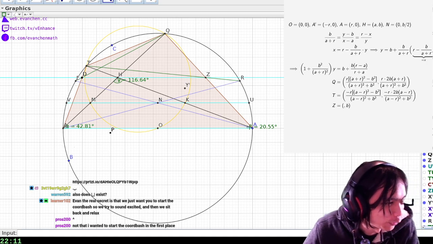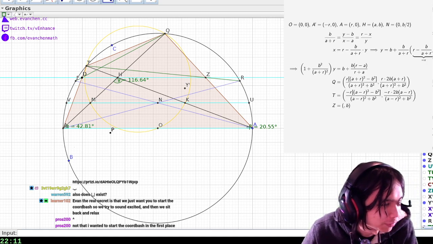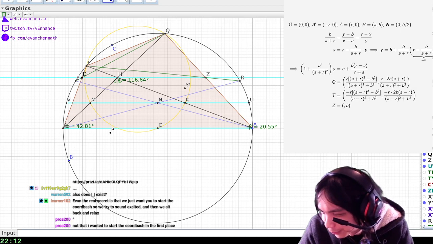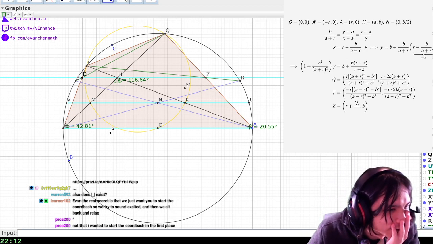We want you to start the coordinate bash, so we try to sound excited, then we sit back and relax. I see. Oh man. Really working.